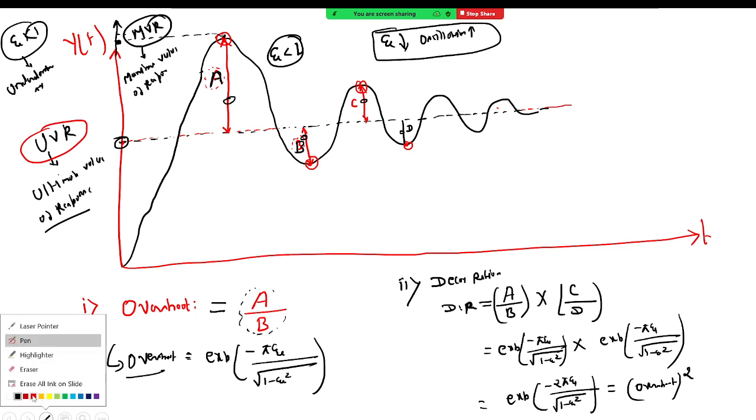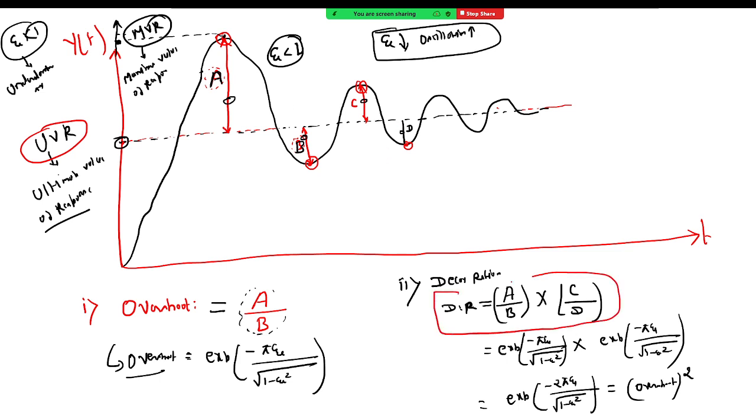So the decay ratio is the ratio of two consecutive successive peaks. That's what I am writing over here: the amplitude ratio of two successive peaks. And the decay ratio value will equal overshoot square. Any doubt?